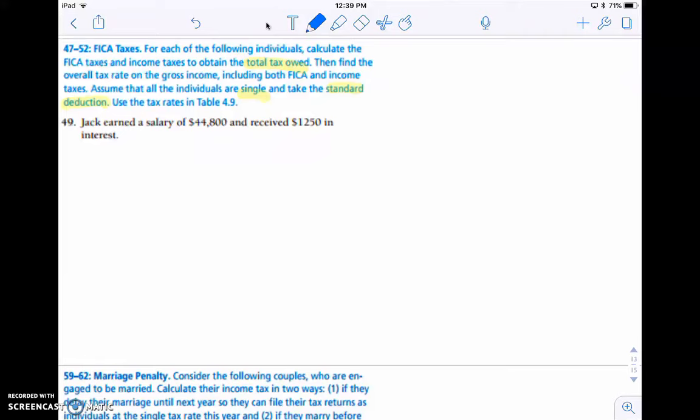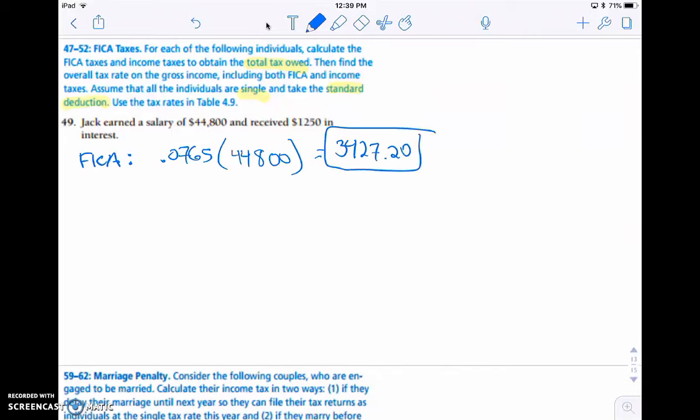So the first thing we're going to find is how much is owed on the FICA taxes. For the FICA taxes, remember it was 7.65% of the income, or the earnings, I should say. So you take 0.0765 times 44,800, because FICA does not apply to your interest, and we'd get about $3,427.20, and that is your FICA taxes.